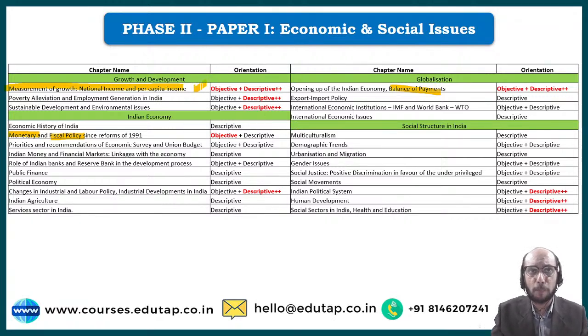Which ones? Number one over here, measurement of growth. In this we talk about growth, development, quality of growth, relationship between growth and development, difference between growth and development, growth without development. We have discussed all these things.